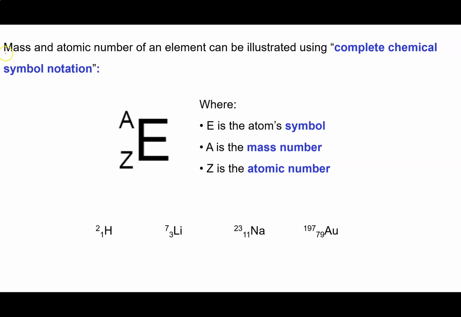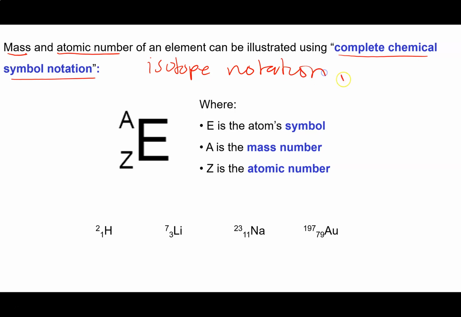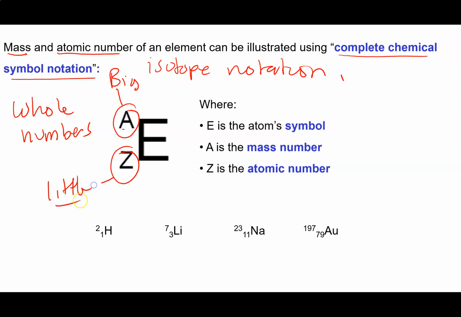Okay, so we can indicate the mass and atomic number of an element using what's often referred to as complete chemical symbol notation, or sometimes isotope notation. What we do is, before and above the element symbol, we write the mass number, and before and below the element symbol, we write the atomic number. These are always whole numbers. The mass number is always bigger than the atomic number, so you always want the big number on top and the little number on the bottom. Then we follow those numbers with the atom symbol, which is either 1 or 2 characters. If it's 2 characters, the second one is always lowercase.